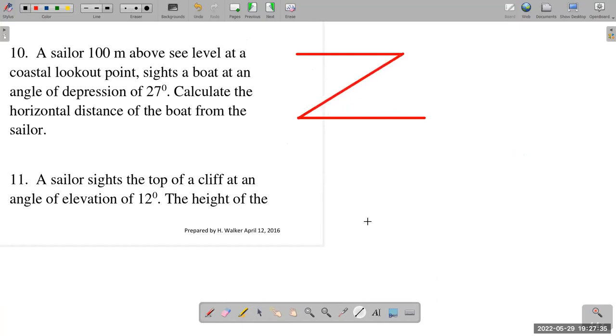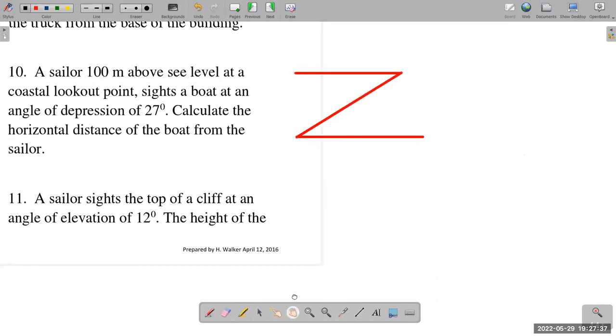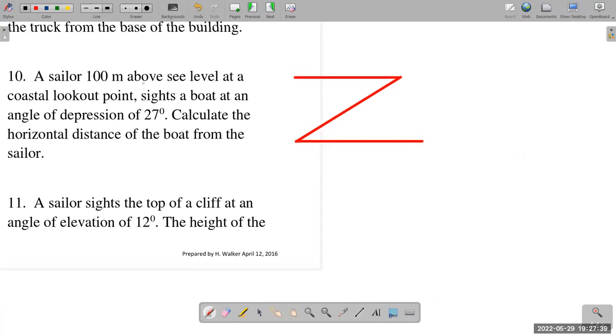Because where is the man? It says a sailor is above sea level. So the man isn't down here. And he's looking downwards. So this is going to be the cliff, because it's a lookout point. We know how a lookout point looks. So he's at the top of the cliff and he's looking down. So what does all of this represent? It represents the seawater. And this would be the location of the boat.